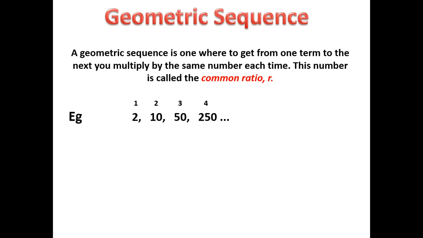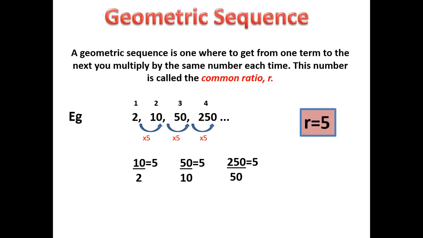So let's take an example. 10 divided by 2 is equal to 5, while 50 divided by 10 is equal to 5. We also have 250 divided by 50 is equal to 5. So the ratio is 5 for the three examples. It means that they have a common ratio. Therefore, the sequence is a geometric sequence, and the common ratio is 5.